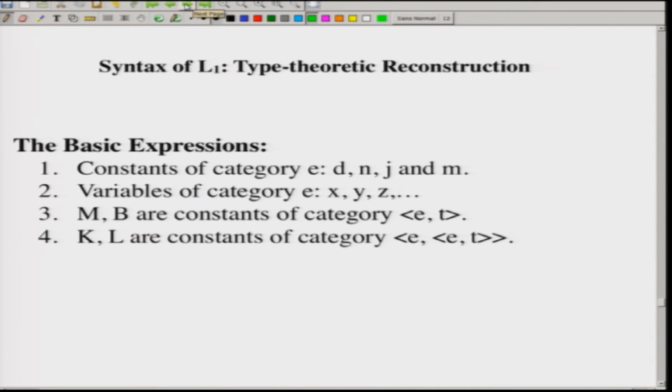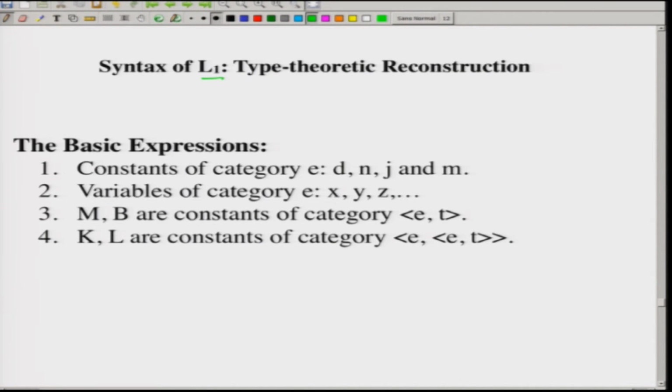Now, the first step towards a theory of type is to revisit what we have already done from the perspective of this type theory. We are rewriting the entire grammar of L1, which is the simple predicate semantic language. We are going to rewrite the whole language within this type theoretic framework. What are the things we have? Constants of the category E, D and J and M.